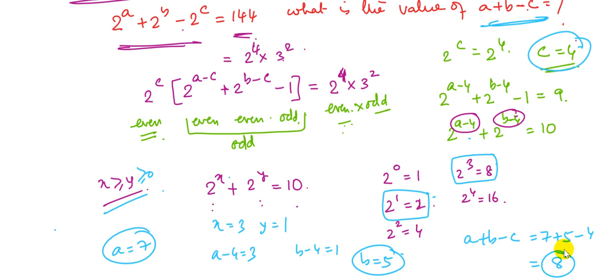Clear? Clear, sir. Now this is the beauty of this problem. What you have to do is analyze the left hand side and the right hand side separately and logically relate them in terms of the factors. That's all you have to do. You cannot solve this problem using any other method. Clear? Clear, sir. Okay.